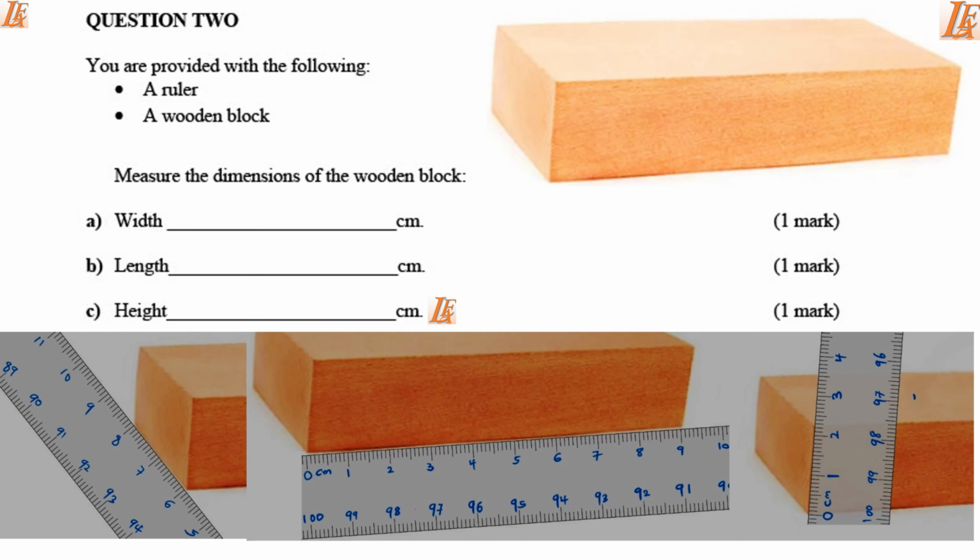So question 2 reads: you are provided with the following: a ruler, a wooden block. You are required to measure the dimensions of the wooden block. So in this case, we have our wooden block. And then of course, down here, I've split it and placed a meter rule on the edges or sides of length, width, and height. In the first diagram here, let's call it 1, this is where we will measure the width. The second diagram, call it 2, is where we are going to measure the length. And the third one is where we're going to measure the height.